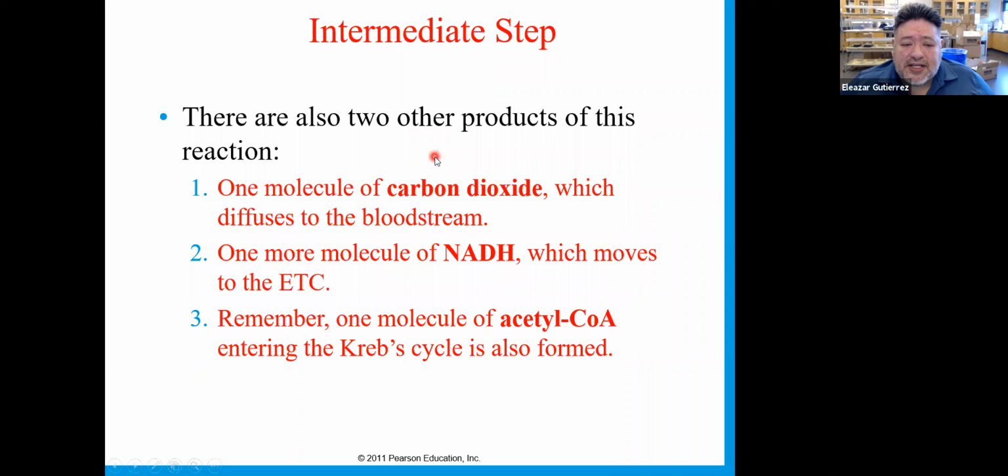So in the intermediate step, per pyruvate, we make 1 acetyl-CoA. We harvest high energy electrons in the form of NADH, and we give off 1 carbon dioxide. Okay? But per sugar, you multiply all this by 2. So per sugar, it's 2 acetyl-CoAs, 2 NADHs, and 2 carbon dioxides.